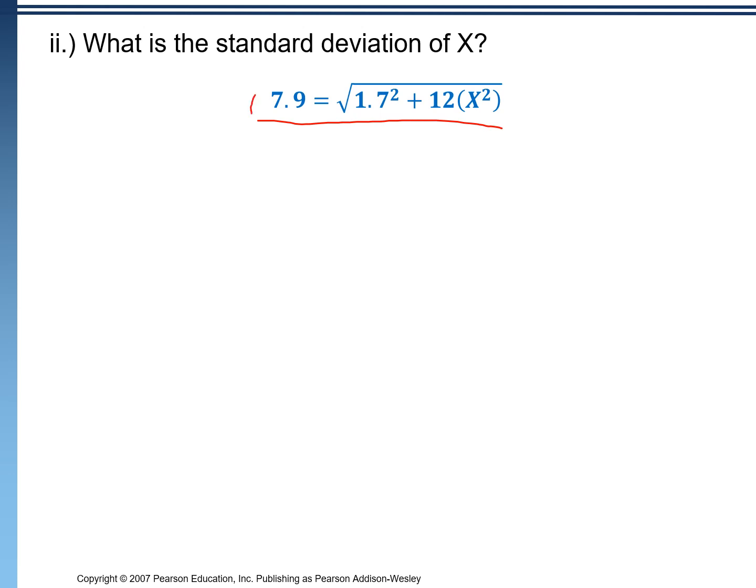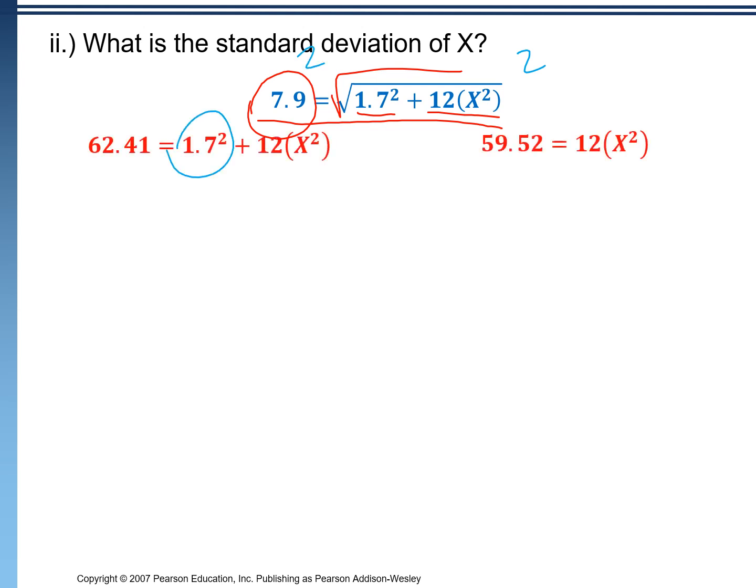The standard deviation of the entire carton is the square root of the sum of all those individual variances. Once you have that, it's just an algebra equation. Square to get rid of that square root there. Move that 1.7 squared to the other side by subtraction. Divide by 12. And square root. And we get a standard deviation of 2.27 for each individual egg.